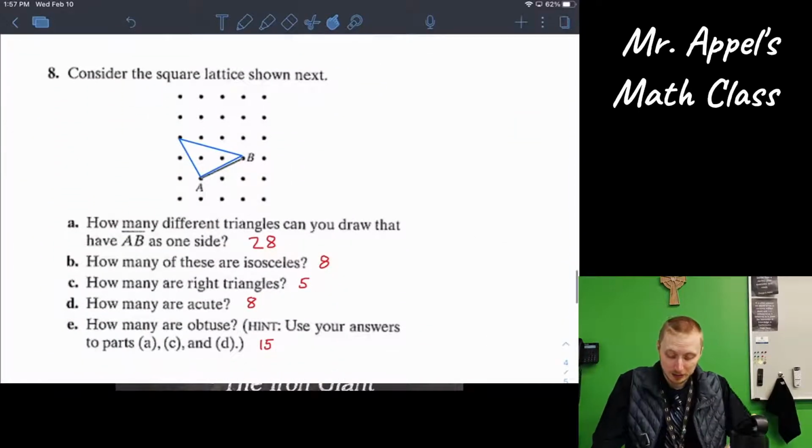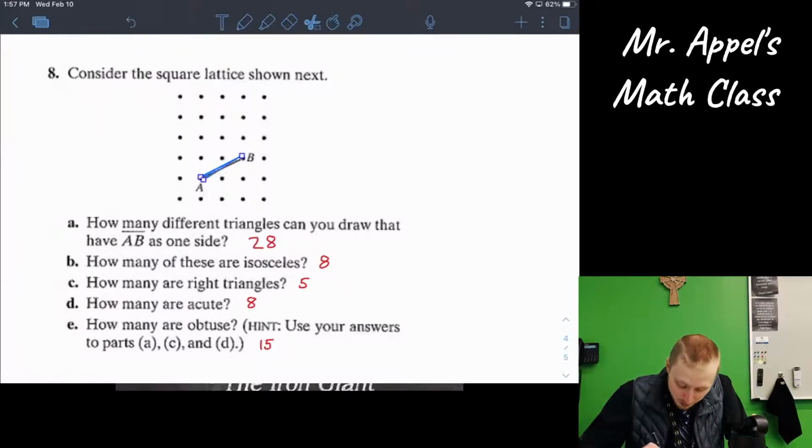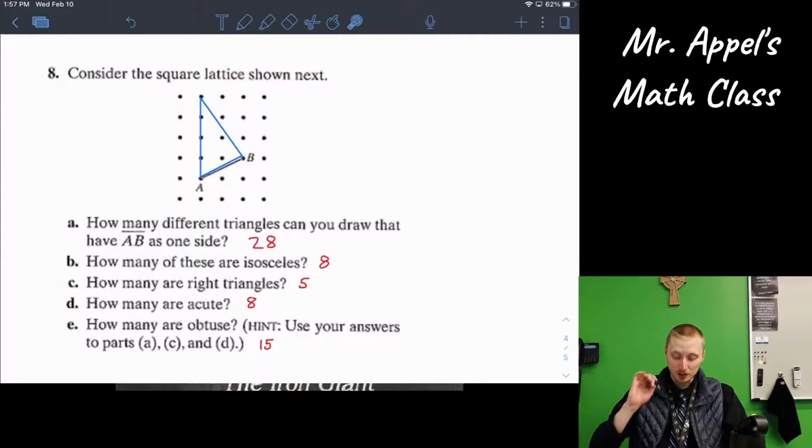Number 8, another lattice. This time my AB segment is at a slant here. So that means I actually get more possible triangles out of this because no longer do I have to worry about landing in line with AB. There's no other dots along that line. I just can't hit A and B themselves. But every other point here is valid. There are now 6 times 5, 30 points. Minus those 2 gives me 28 possible triangles. 8 isosceles, 5 right, 8 acutes, subtract to find 15 leftover obtuses. Questions on level 2?